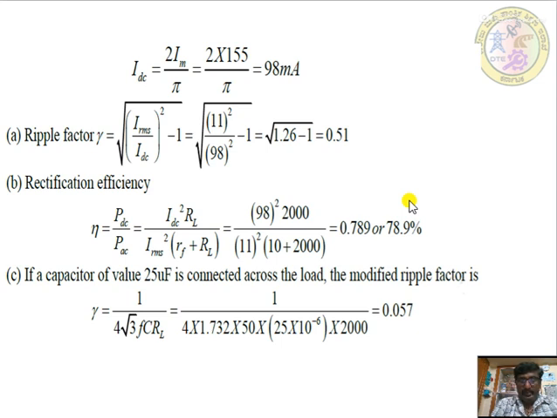because the efficiency is always calculated in percentage. And if a capacitor value of 25 microfarad is connected across the load, the modified ripple factor formula is gamma is equal to 1 divided by 4 into root 3 FC into RL. If we put the values of F, C, as well as the load resistance RL, we will get 0.057. So in this fashion, we can calculate by remembering the formulas.